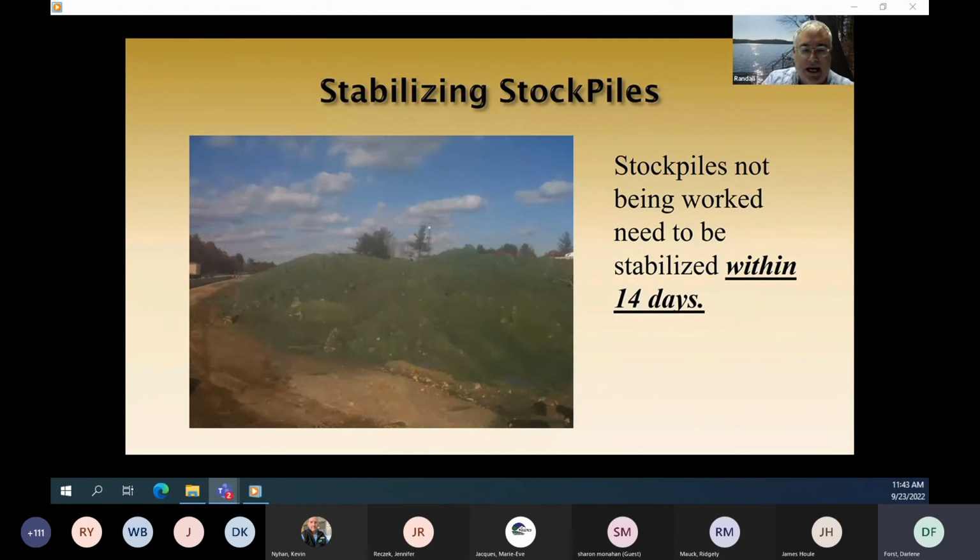Other types of stabilization of stockpiles is just making sure you've got them covered. So it could be plastic if it's a small enough pile. It could be using a hand seeder and a bag of conservation seed mix and just walking over the pile and getting some seed growing. That'll go a long way to make sure it's done. These need to be stabilized within 14 days. You need to make sure that just like any unworked area, it's got to be controlled, it's got to be protected.